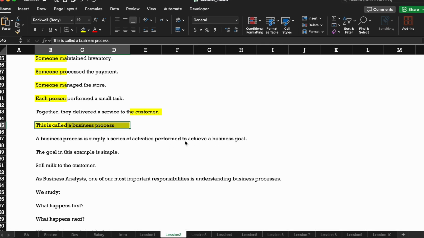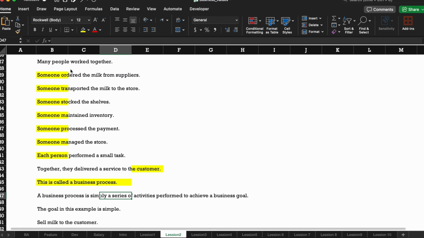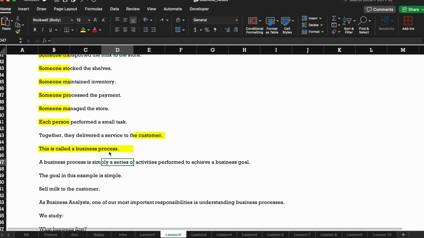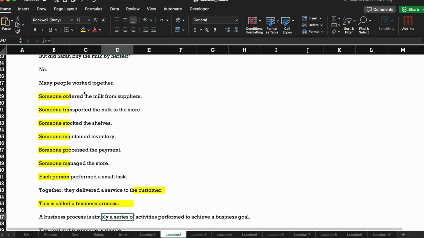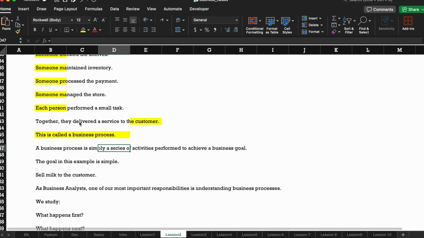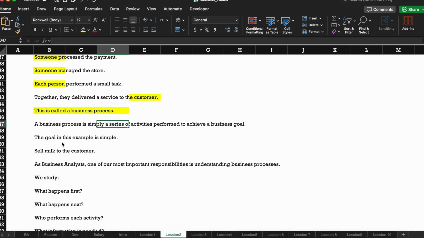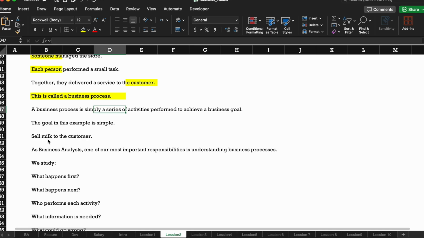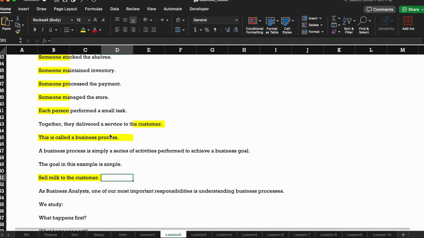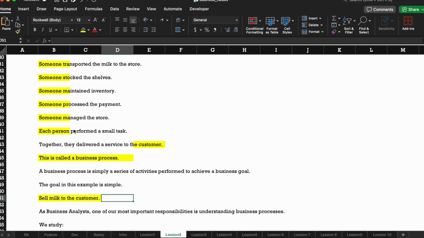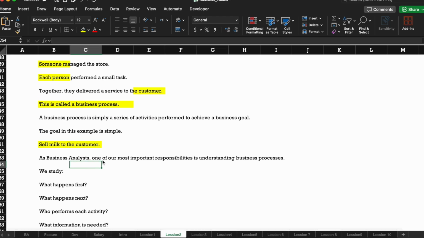As a business analyst, when you start writing requirements, when you capture requirements, it is very important to understand the business process. When I refer to a business process, it's the detailed steps of what's happening behind the scenes. The goal in this example is simple: sell milk to the customer. Walmart sells milk to the customer, but behind the scenes all these people are involved.